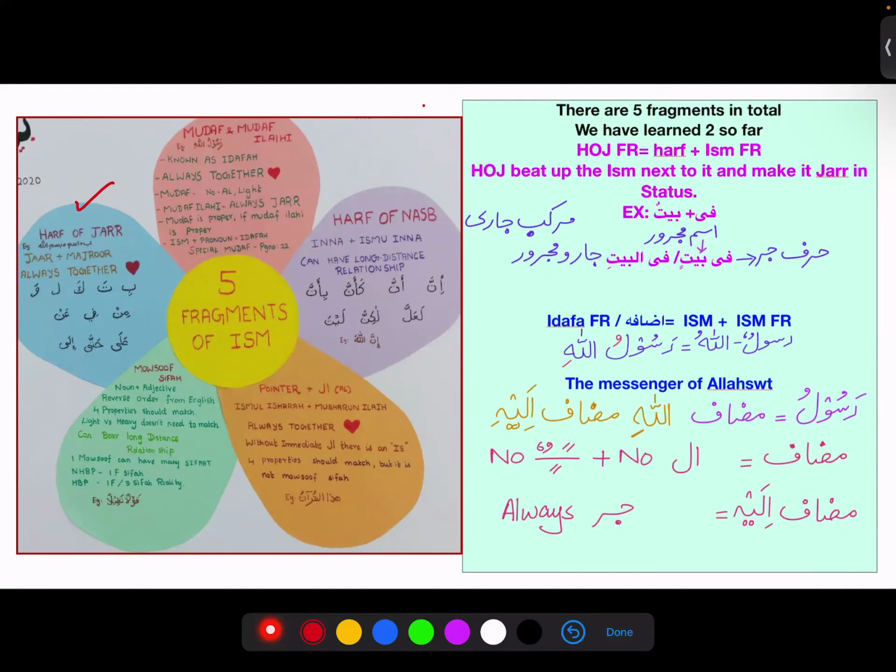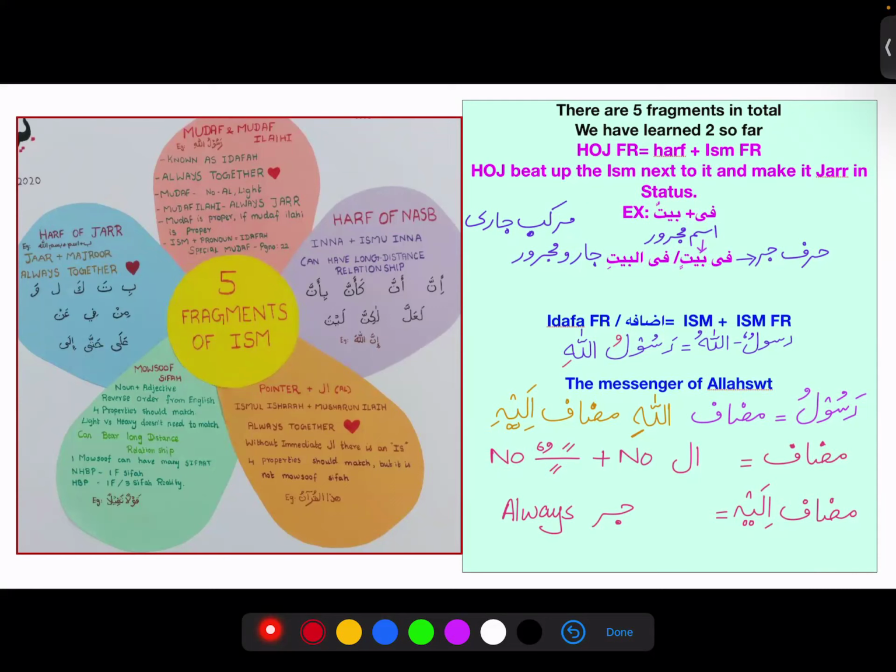For haruf, we do not say that this is singular, or this is plural, or this is rafa, nasab, or jar. That business does not count with haruf. Okay, everyone? But harufu jar, they have a job. All haruf that we are going to learn throughout our grammar class do not have properties, rather they have a job, right? So the job of harufu jar is that they are going to make the next ism jar in status. Soon we are going to talk about harfu nasab. Since you see the job of the harfu jar, what do you think would be the job of harfu nasab? To make the next word nasab. Exactly. So it is going to have an ism, and this ism is going to turn into nasab status.